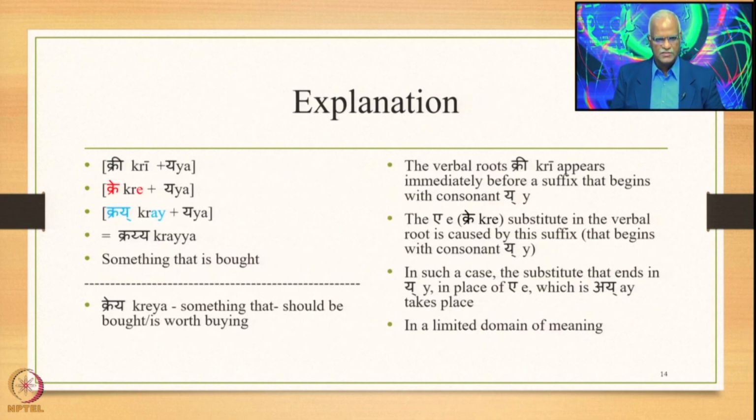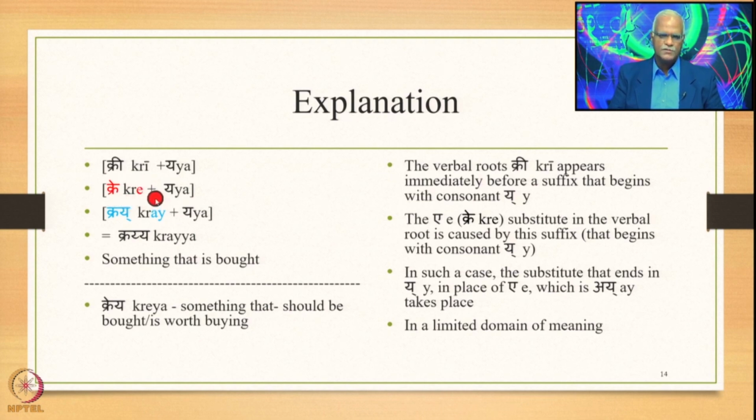Here is an explanation. So here we have the derivation process where we take the verbal root kri and add the suffix ya to it by 3197. Then by 7384 this kri is substituted by kre, where e is the substitute in place of i, and so we have kre plus ya.